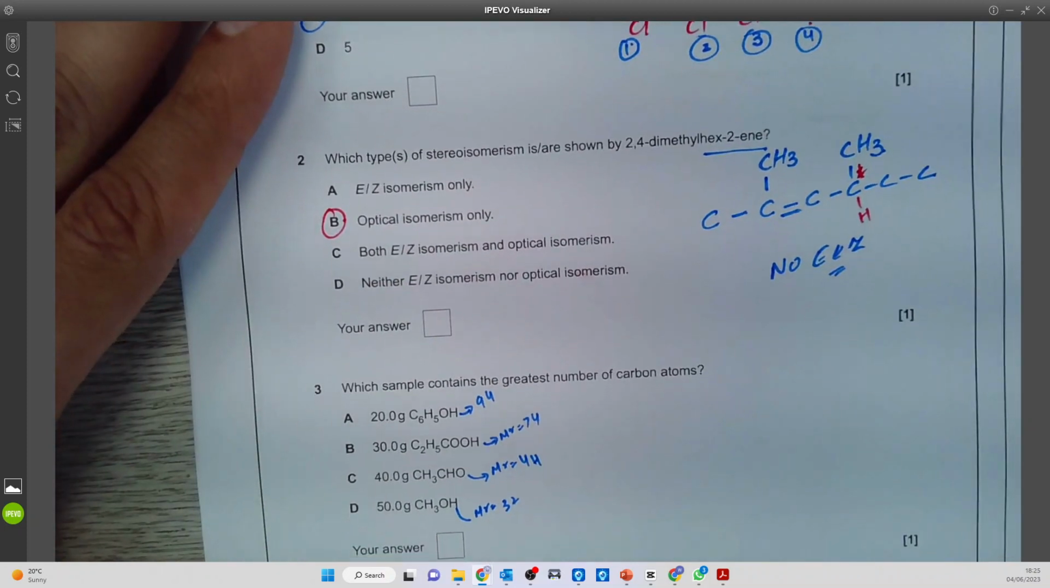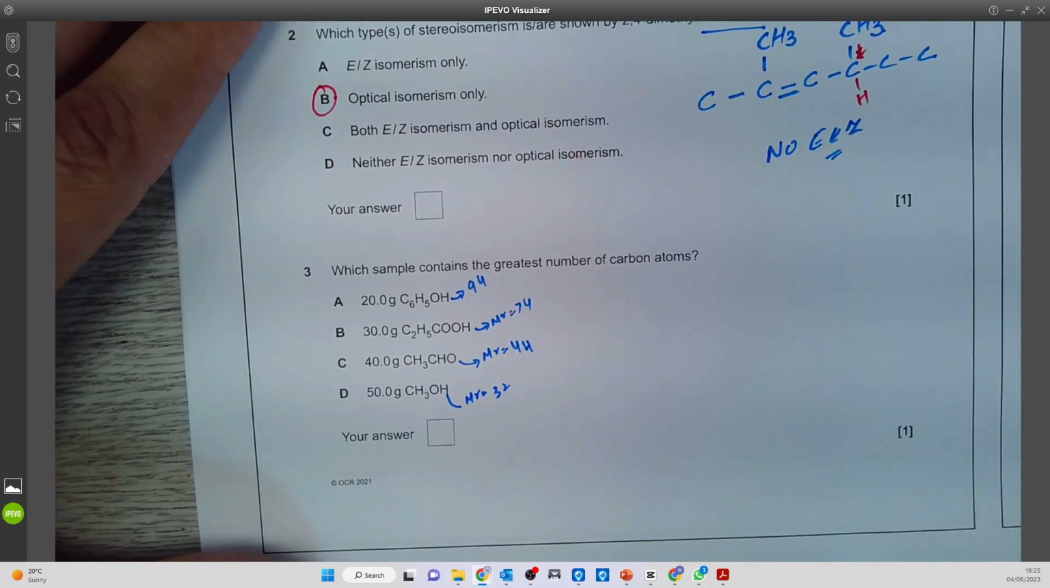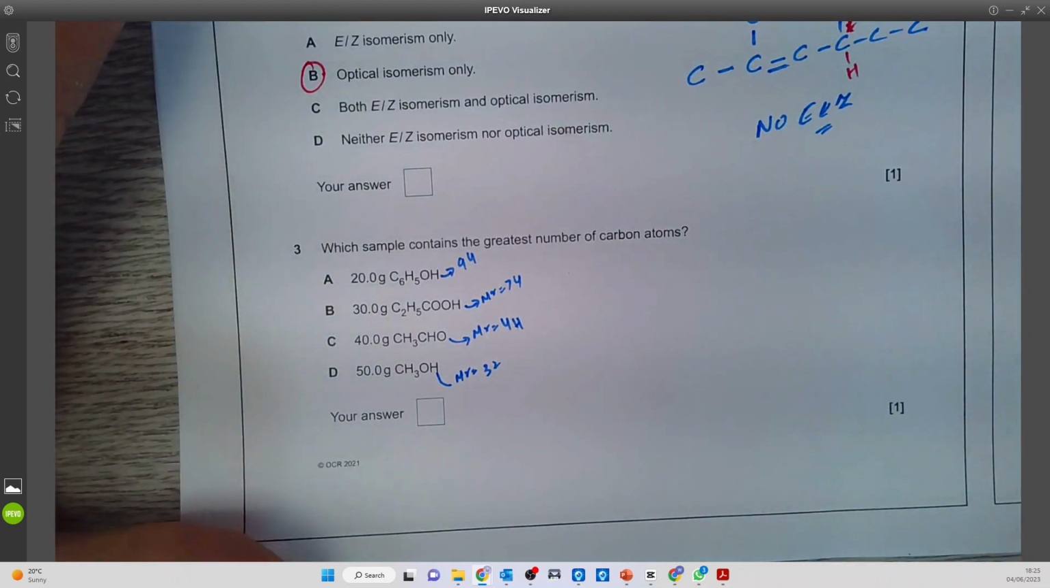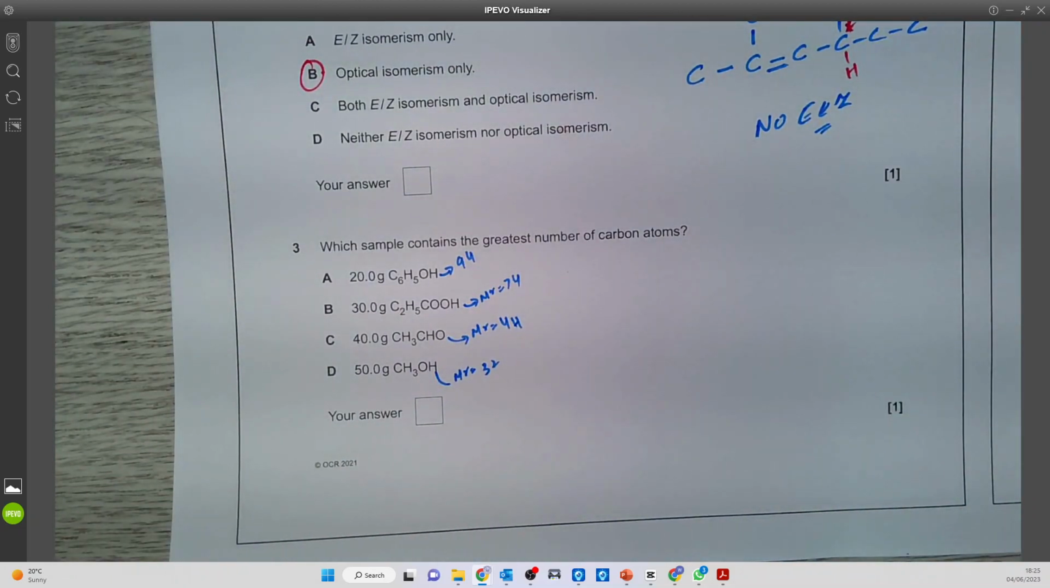Next question says which sample contains the greatest number of carbon atoms? Now this is a one-marker. I would not answer this question at all in the exam. If I have time towards the end, I'll do it, but because it involves a lot of working.